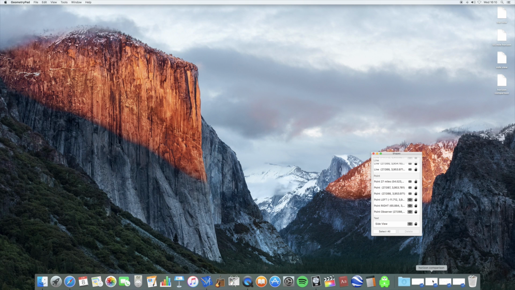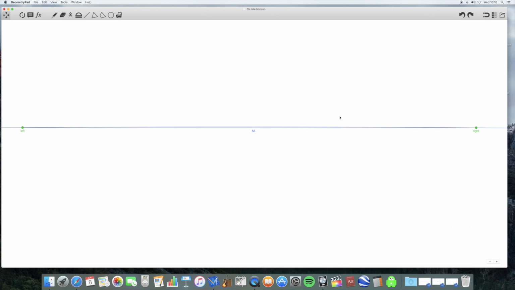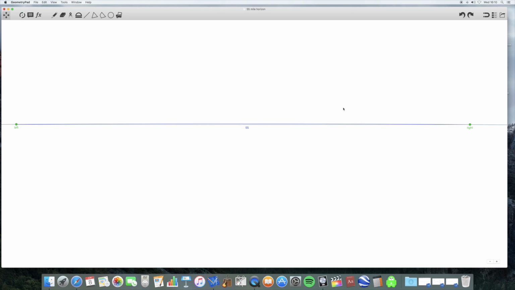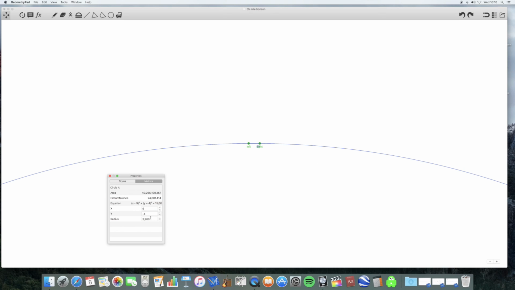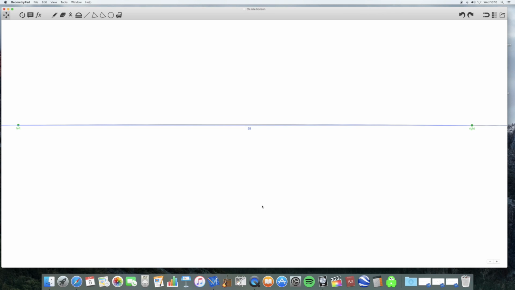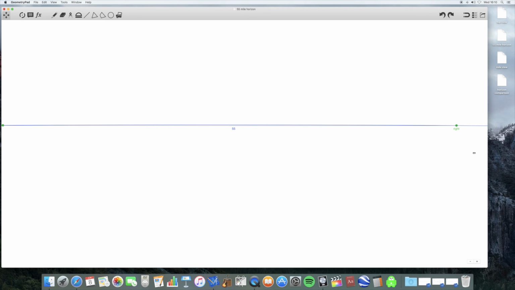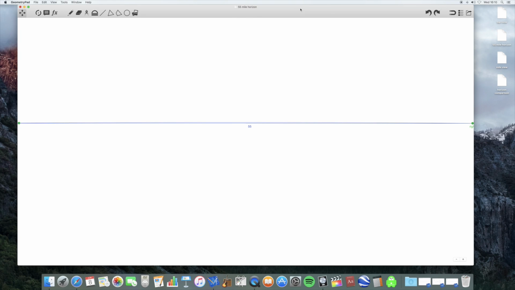Well, I've prepared a little diagram for you to see. So again, this is the same thing. I've drawn a circle with a radius of 3,960, and I've drawn a line on here with a length of 55. So let's close this up so we're just seeing that.